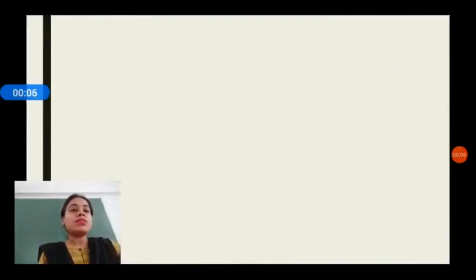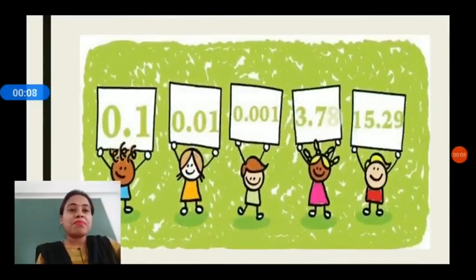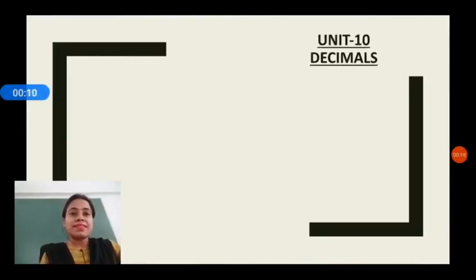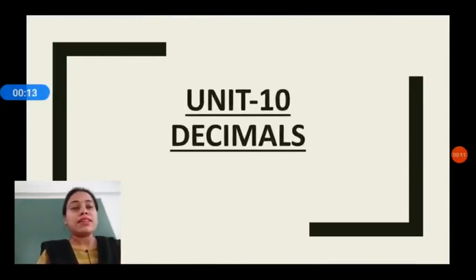Today we are going to discuss a new chapter, that is decimals. This is unit 10, we are going to start with this.